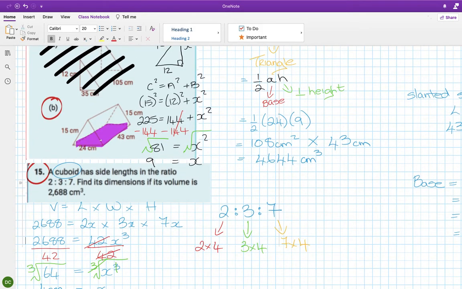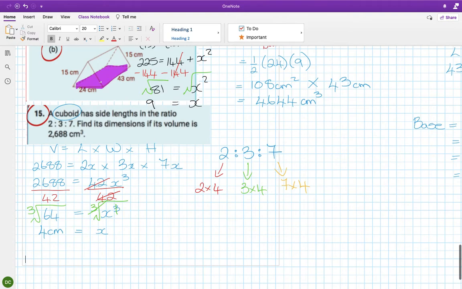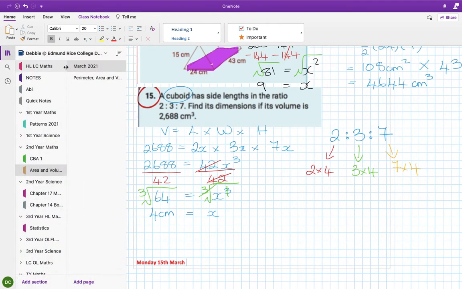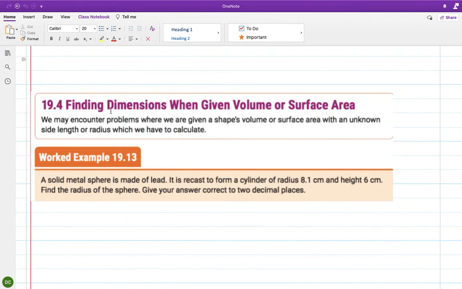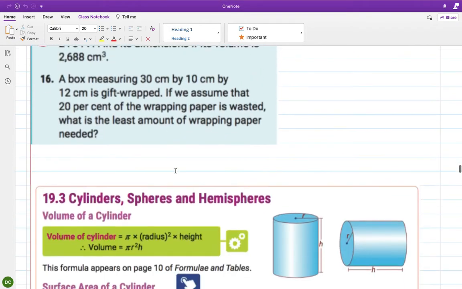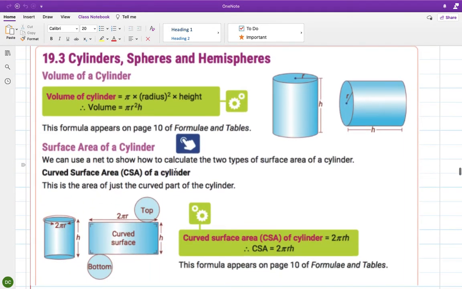Right, so we'll just move down here. Monday the 15th. Okay, so today, I want to look at cylinders, spheres, and hemispheres. So cylinders we did already. Well, we did the volume. Okay, the volume is ordinary level.